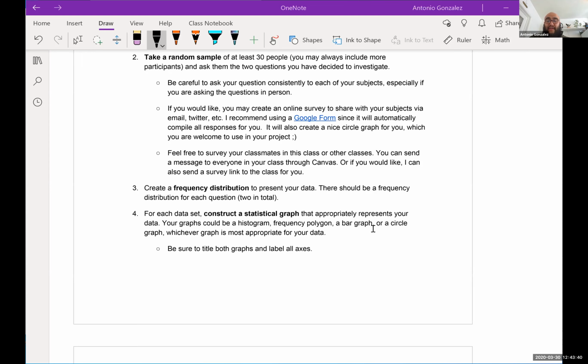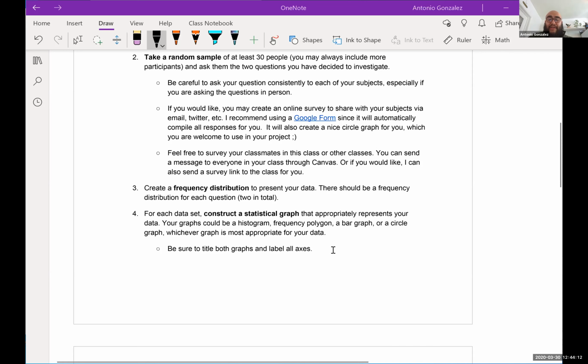The next part is to do some describing of data like we did in the week before spring break: a frequency distribution or a histogram. For each data set, construct a statistical graph. So there should be a frequency distribution for each question, 2 in total. Think of a chart of some kind. And then from there, you do some kind of graph.